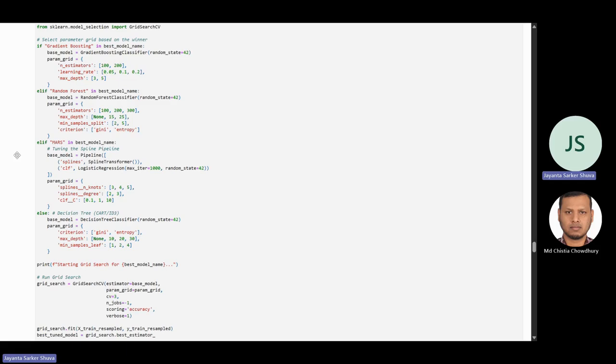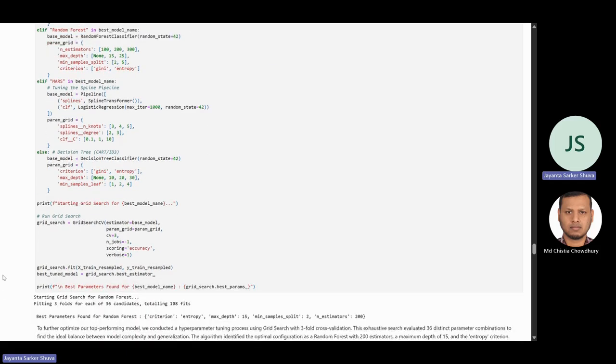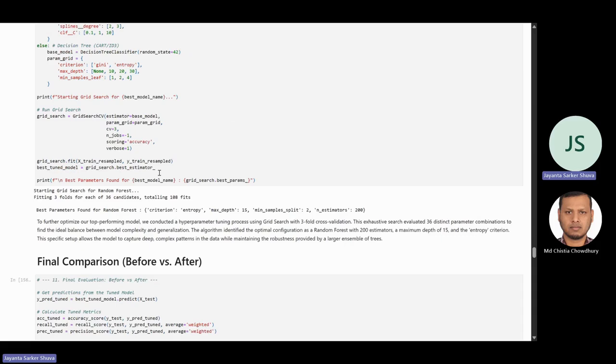So we have got separate combinations of these, and by using the GridSearchCV algorithm, we will take different combinations of those, and based on accuracy we'll find out the best combination. So for random forest we found the best combination which can give us the best result: criterion entropy, max depth 15, min samples split 2, n_estimators 200.